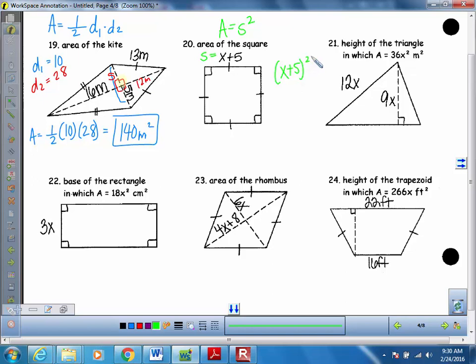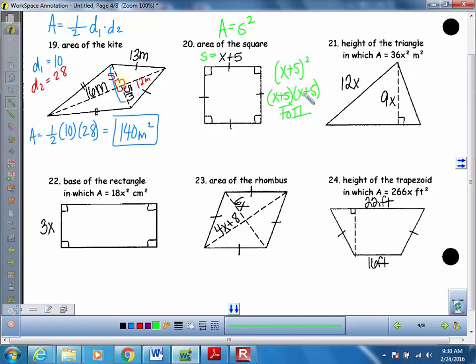Now, I don't like leaving it like that because most of you would tell me that the answer to that would be x squared plus 25, and that's not right. So I like you to write it as x plus 5 times x plus 5, because squared just means that thing times itself. Once you write it like that, hopefully that reminds you that you need to use FOIL.